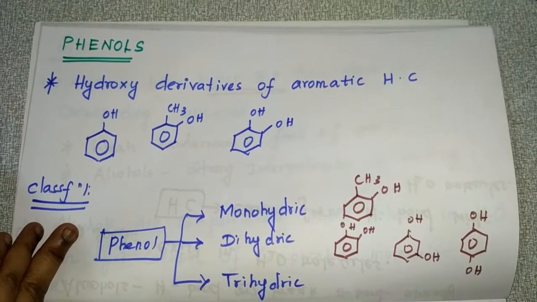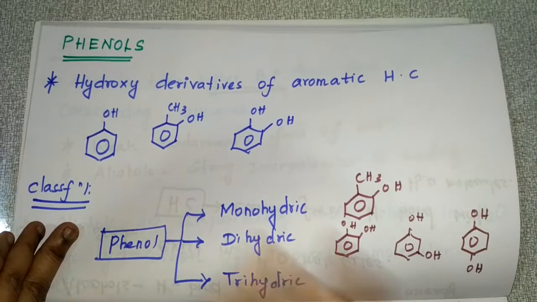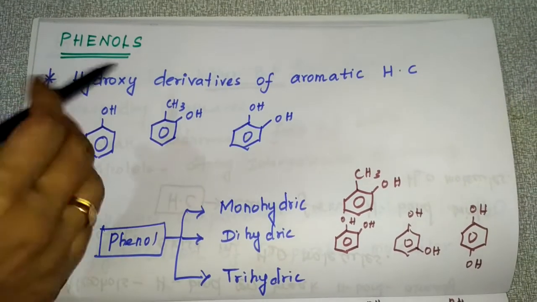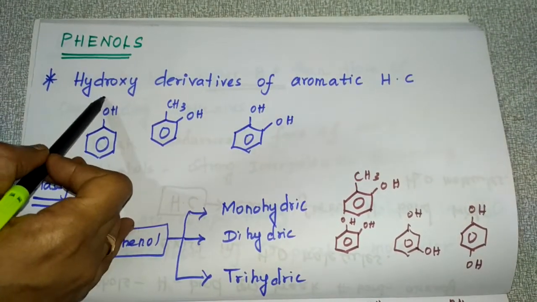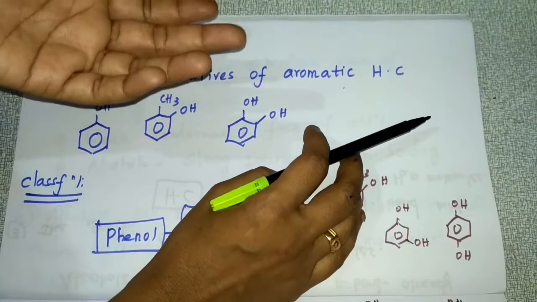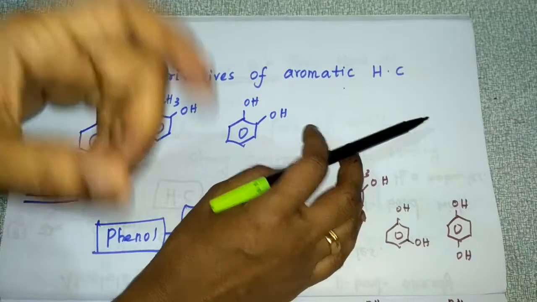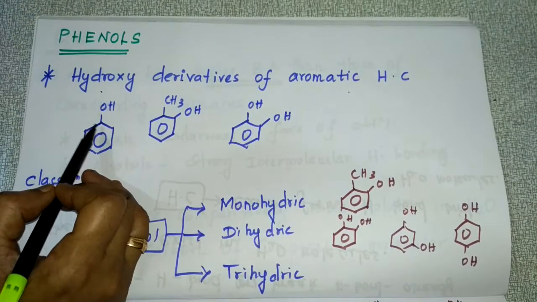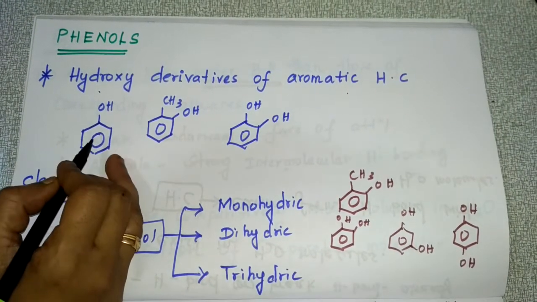In this video, we are going to discuss phenols. What do you mean by phenol? Phenols are the hydroxy derivatives of aromatic hydrocarbons. So what do you mean by hydroxy derivative? The OH group is directly attached to the aromatic ring.